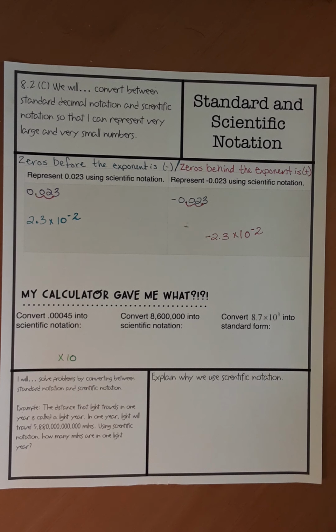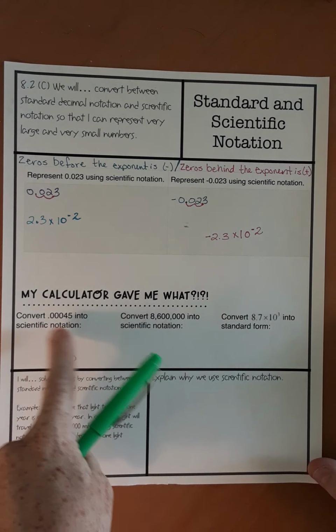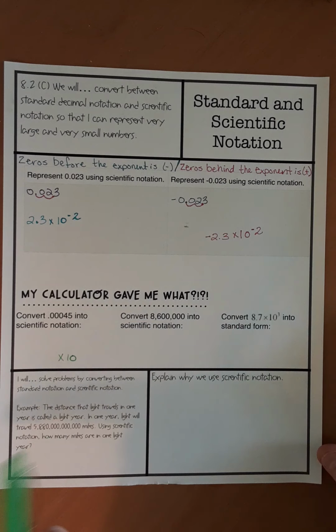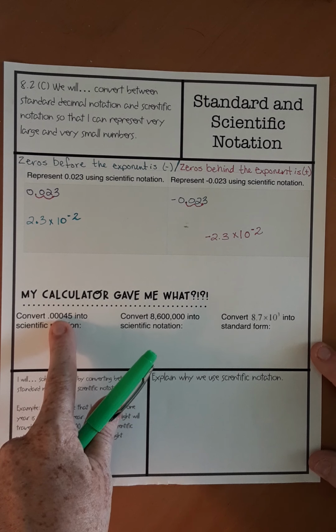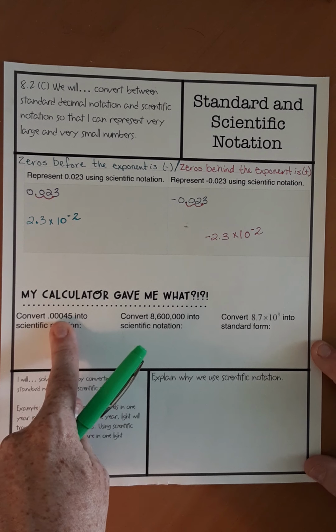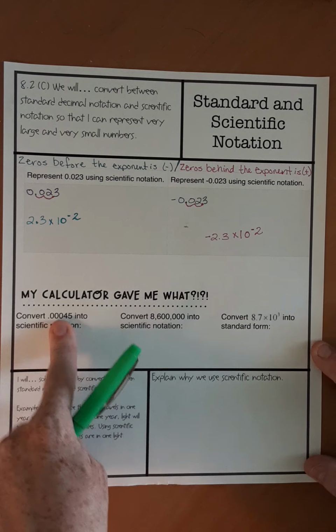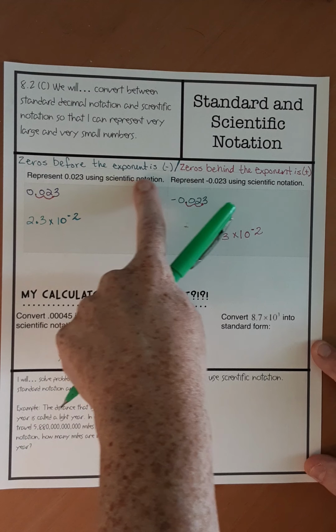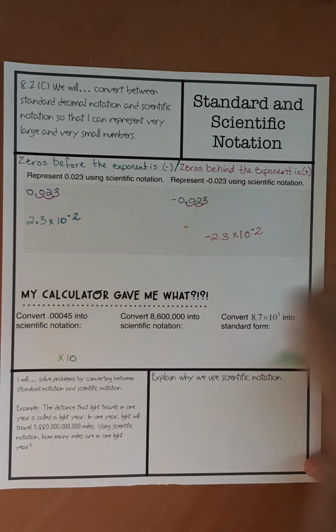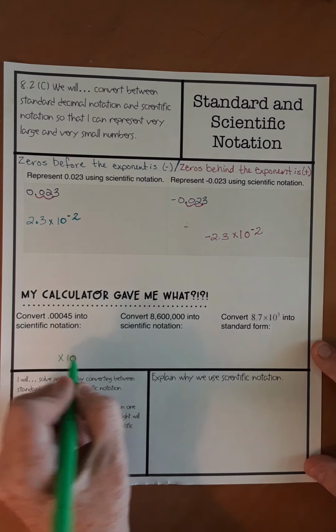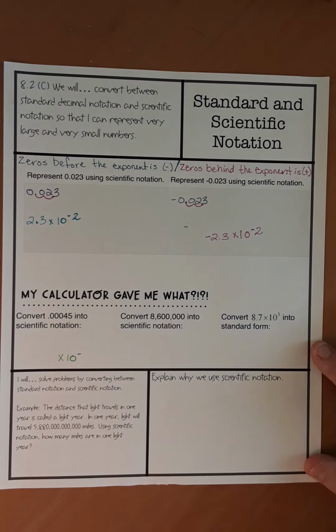The second thing we need to look at: are the zeros in our standard form in the beginning or the end of our number? These are in the beginning of our number. So does that mean our exponent is going to be positive or negative? Our exponent in this case is going to be negative.